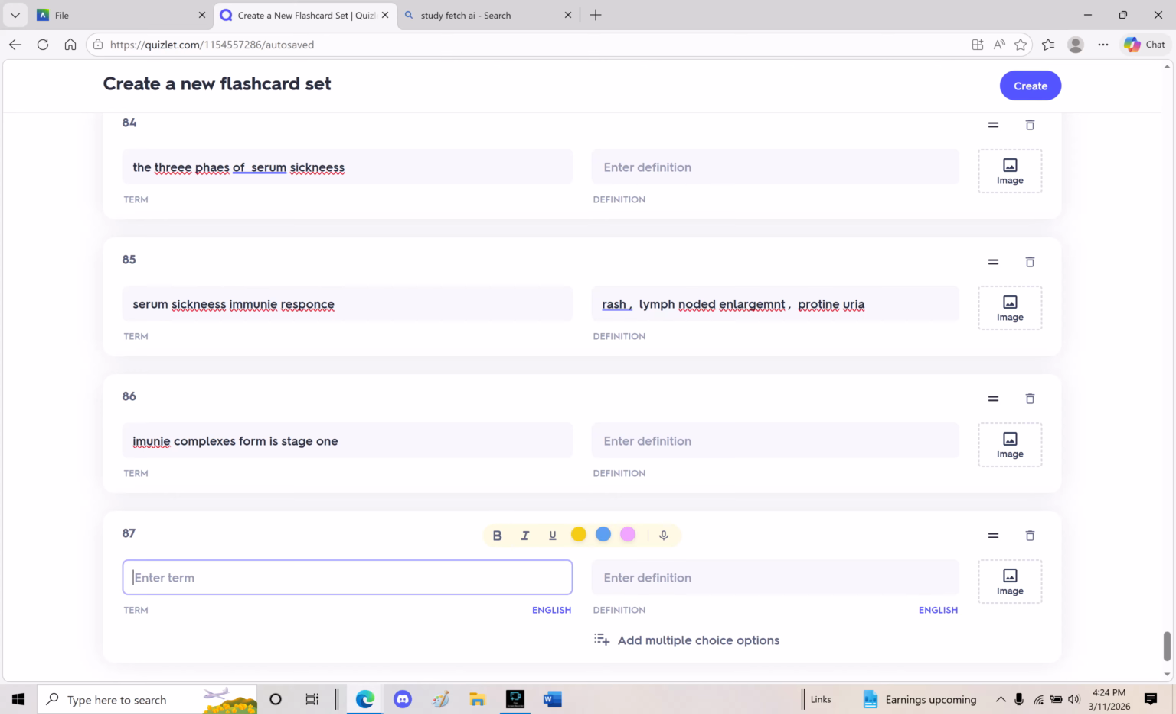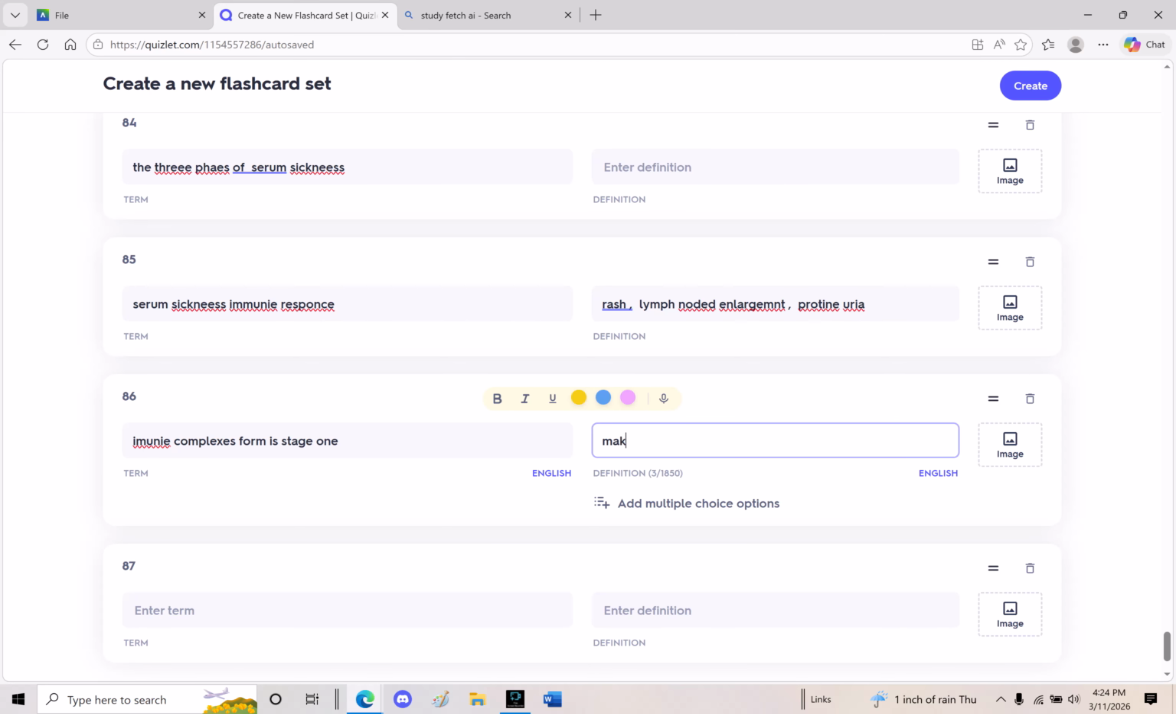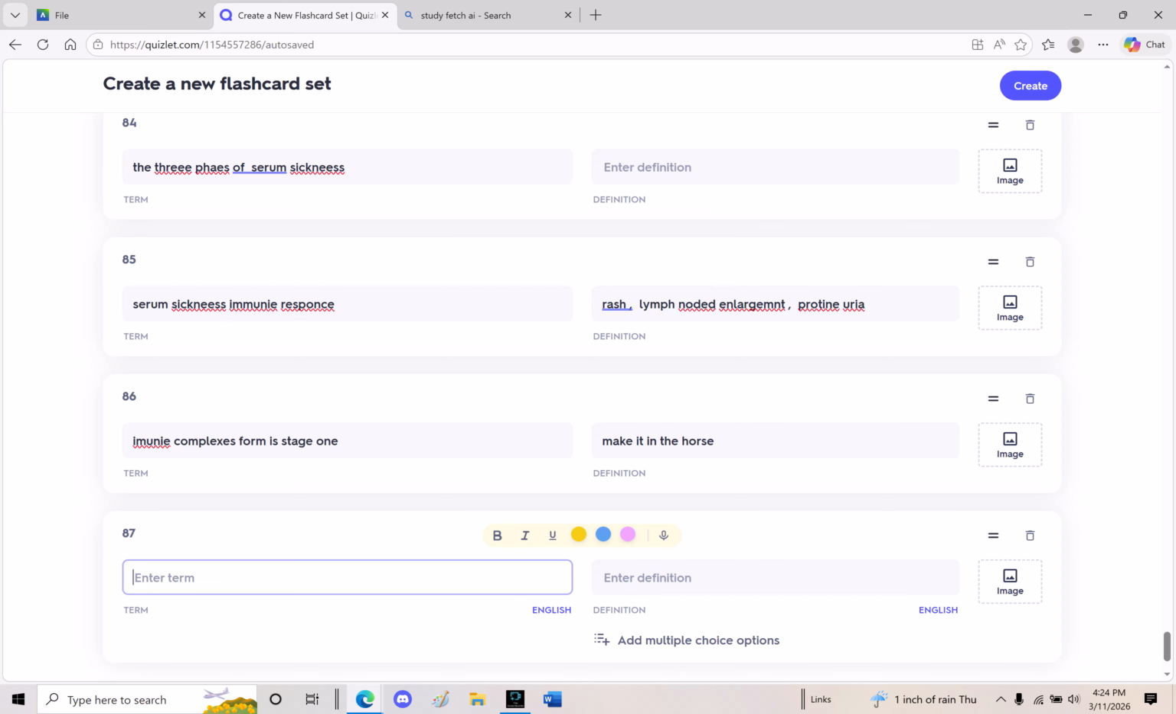Okay, so immune complexes form in stage 1. What's stage 2? The complex has formed and is deposited into the tissues around the body. And the third phase is basically what happens from doing that. And that is type 3 hypersensitivity. That's what pretty much all of these conditions that you talk about are going to end up doing.